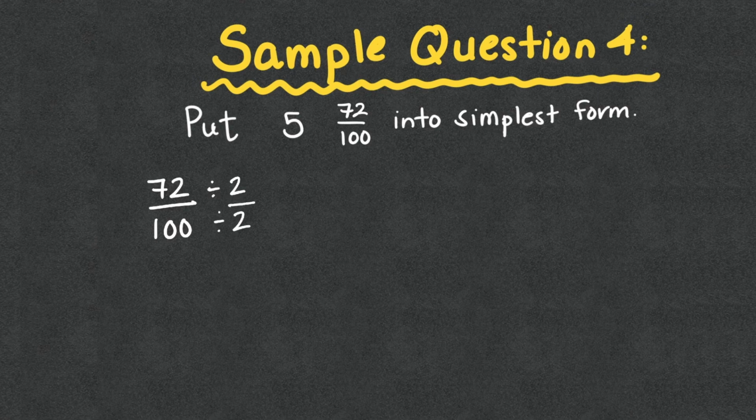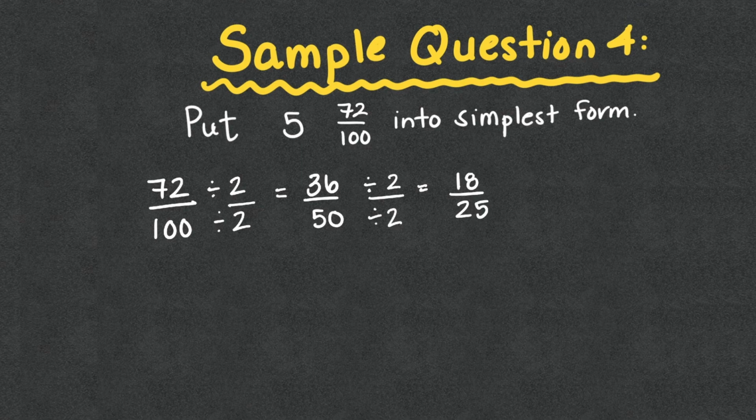So that's my first start, is to divide by 2. So that's going to give me 36 over 50. Some of you may say we're simplified, but you have to ask, are both of these even? If they are, then you can keep simplifying. So divide by 2, divide by 2. That's going to give us 18 over 25.